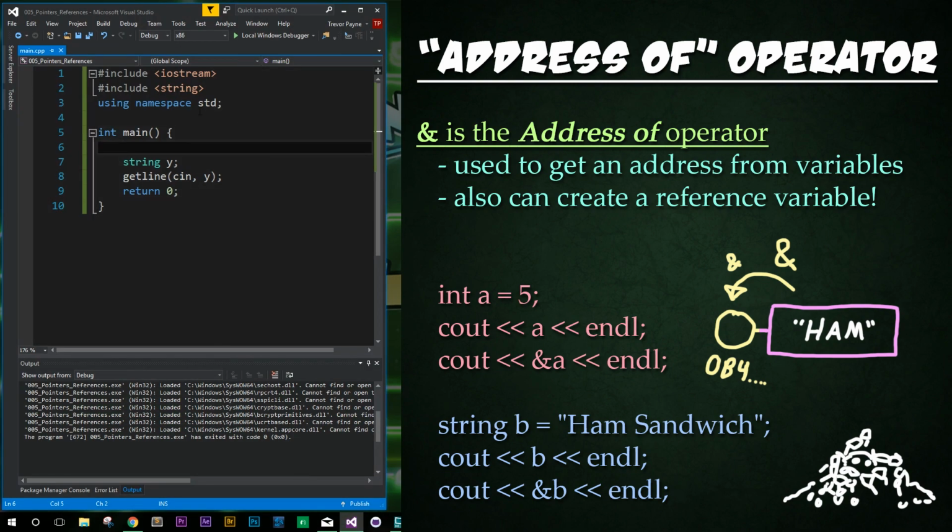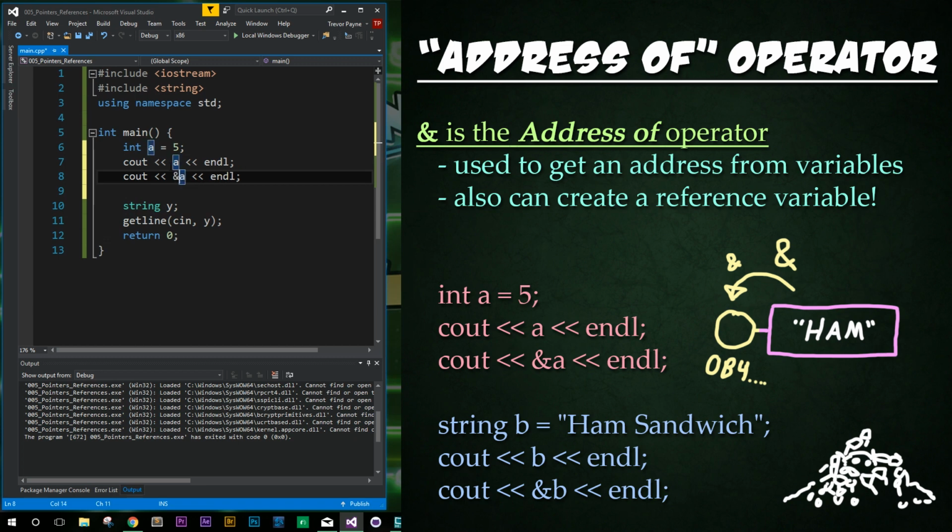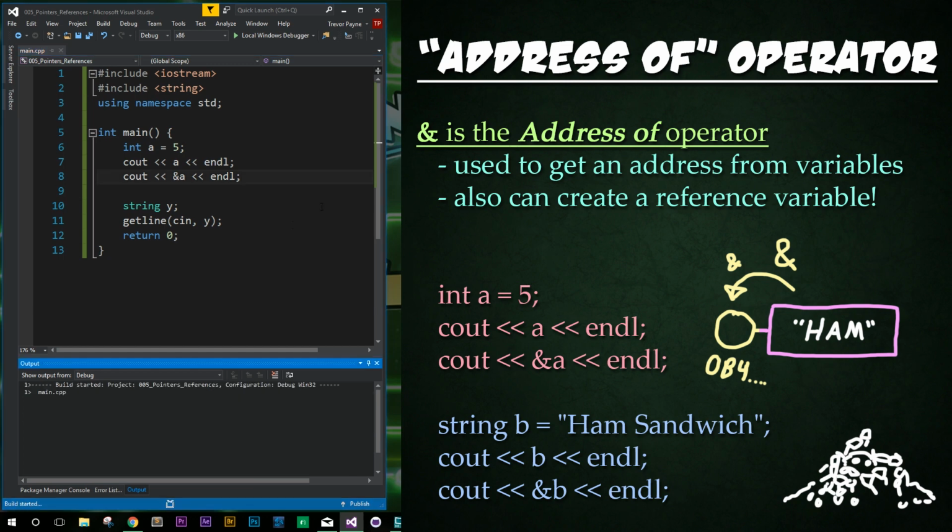Here I have the default boilerplate code that we've been using since the very first lesson. So let's enter in int a equals 5, end it with a semicolon. Then we're going to type cout << a << endl, and we're going to go ahead and copy paste that line right below it. And now we're going to type an ampersand sign to the left of the variable name. Let's go ahead and save that and run it and see what it outputs.